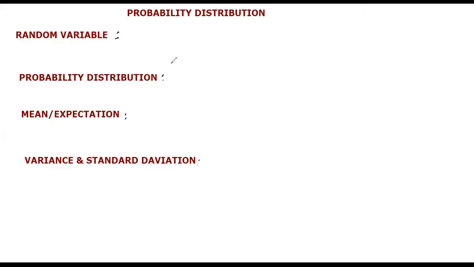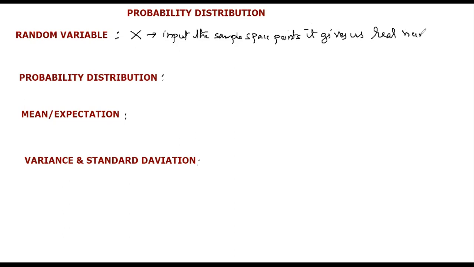Okay. So a random variable is just like a function X. Do not get confused with this random variable. It is a function. You can say it is just like when we put in input, if we input the sample space points, it gives us a real number. One real number will come. It has nothing to do with probability.